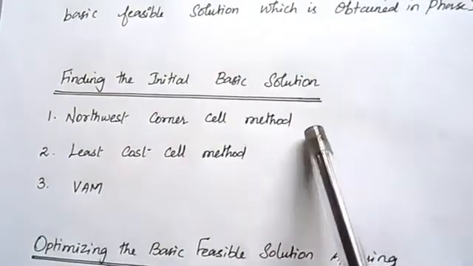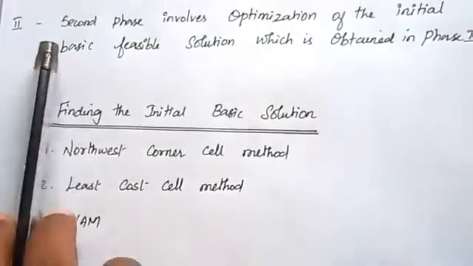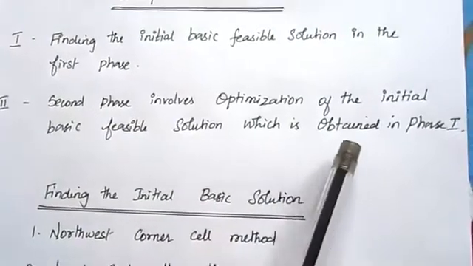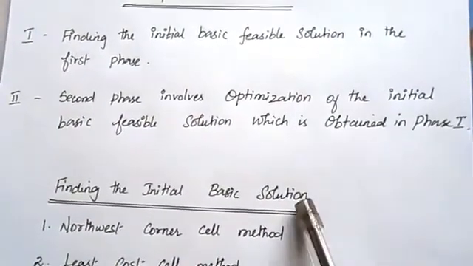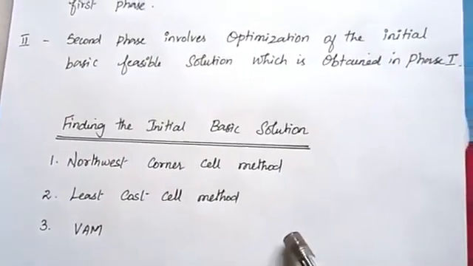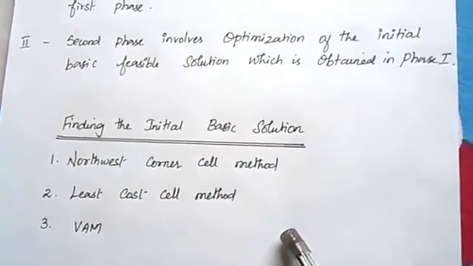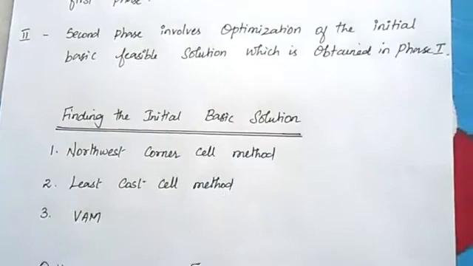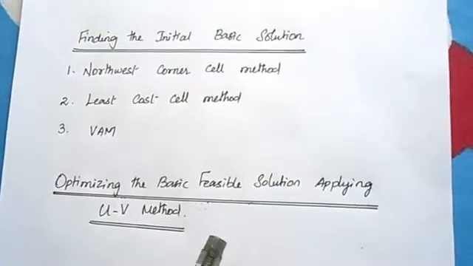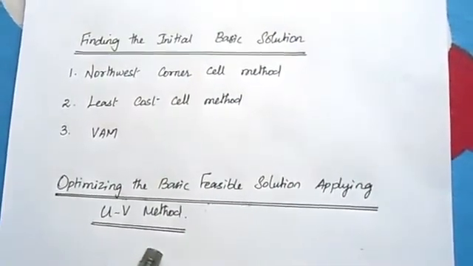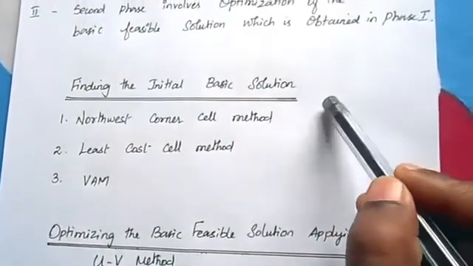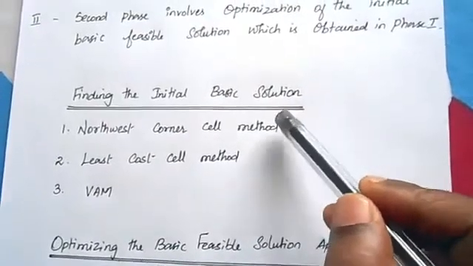After finding the basic solution, the second phase involves optimization of the initial basic feasible solution obtained in phase 1. Optimality can be obtained by using the UV method. In this video, I am going to focus more on optimizing the basic feasible solution by applying the UV method. I have already uploaded a separate video for the first phase, finding the initial basic feasible solution by applying three different methods.